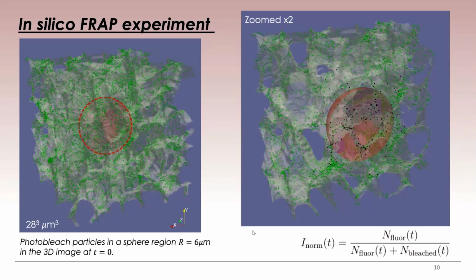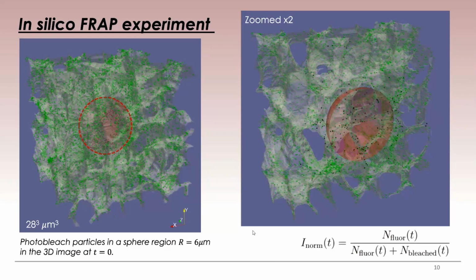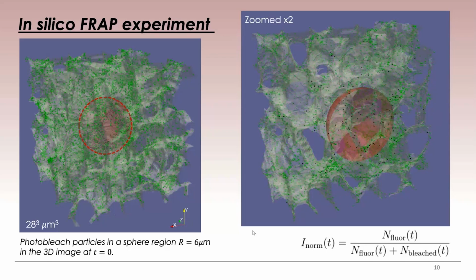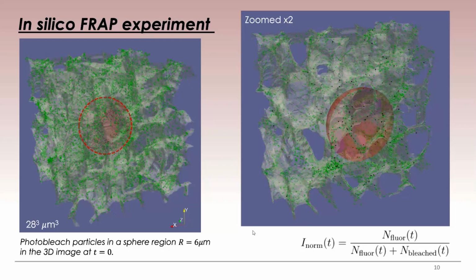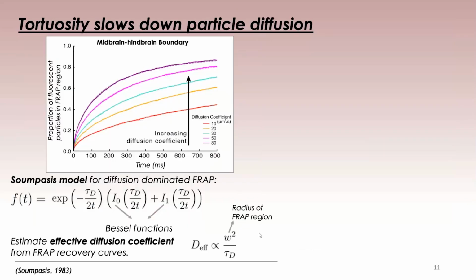And then we can obtain FRAP data by simply calculating the number of fluorescent particles inside the region for each time, and dividing by the total number of particles to normalize the intensity. Then we get recovery curves that look like that. And then we can fit, so there's an analytical equation which we can fit to get the diffusion time constant and estimate the effective diffusion coefficient of the particles.